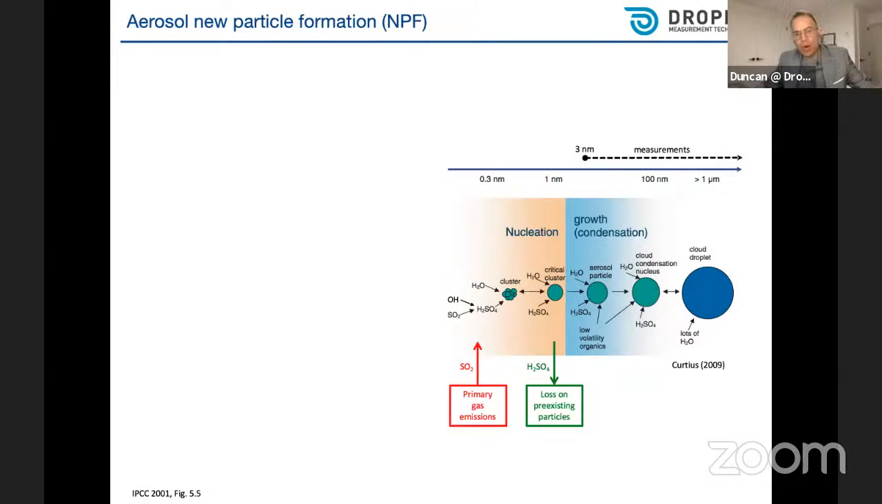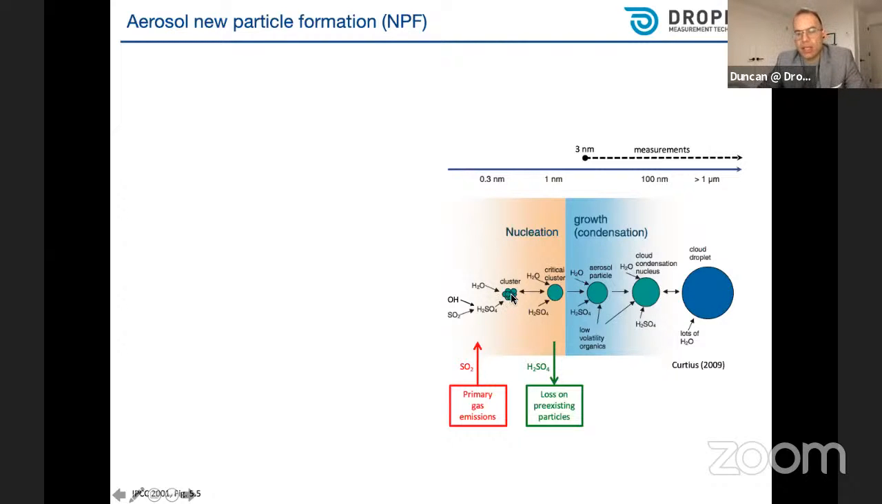So what is new particle formation? New particle formation is the process where SO2 and OH combine to form sulfuric acid vapor. Then sulfuric acid vapor combines with water through the process of binary nucleation to form what we call clusters. And these clusters are very small in size. They're sub 1 nanometer in size.